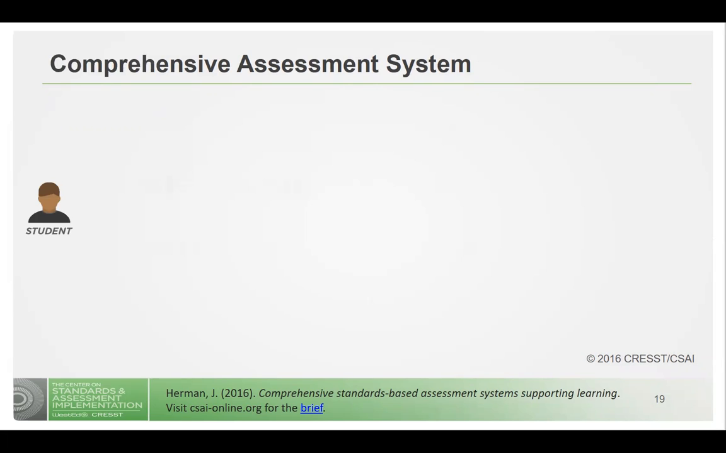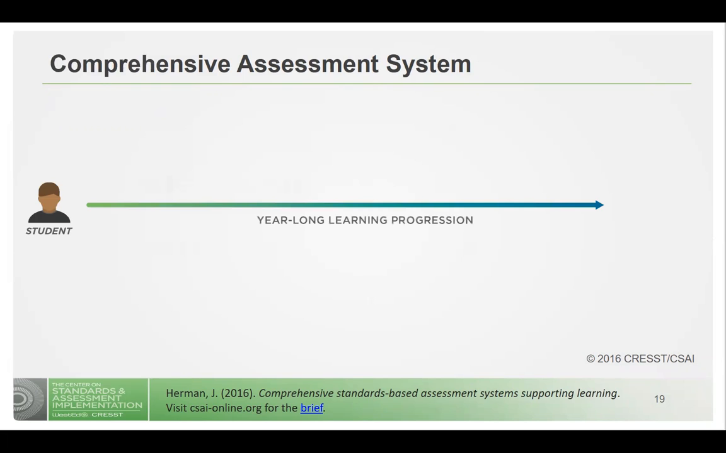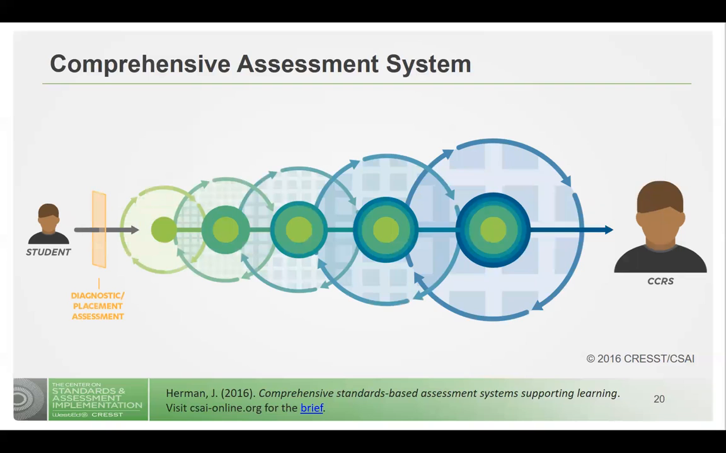After a year of learning, a student should attain deep learning of the college and career-ready standards for the grade. To help us understand how students are progressing toward college and career readiness, we use a system of assessments that provide data on student achievement. This is the comprehensive assessment system. It is comprised of a variety of assessments, each providing different types of data for different uses. For the purposes of this webinar, we'll briefly describe each type of assessment. But for more information, please refer to the citation found on the bottom of the slide.